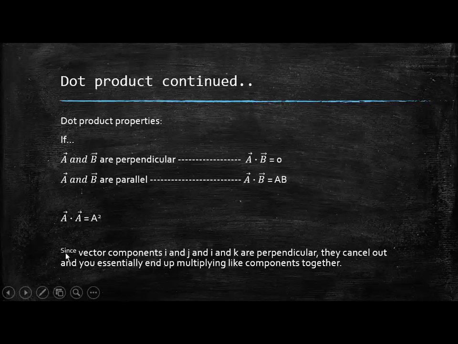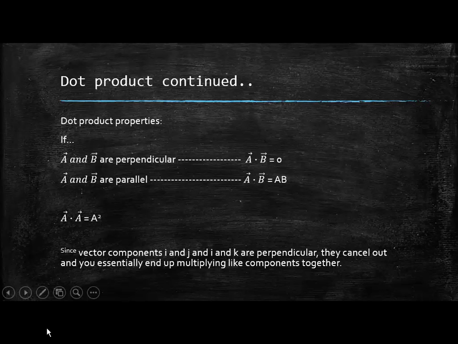Sorry, that funky font happened right there. Since vector components i and j, and i and k, are perpendicular to one another, their dot products will cancel out, and you'll essentially just end up multiplying like components together. That might sound a little bit confusing right now, but hopefully once we do an example, it'll all become clear.